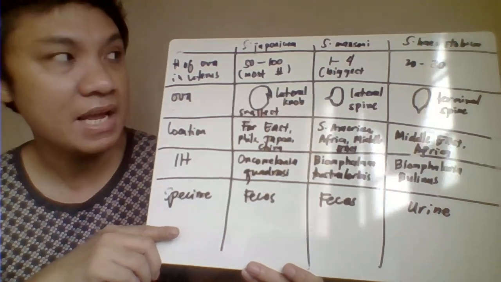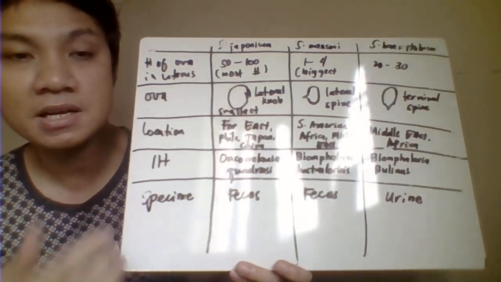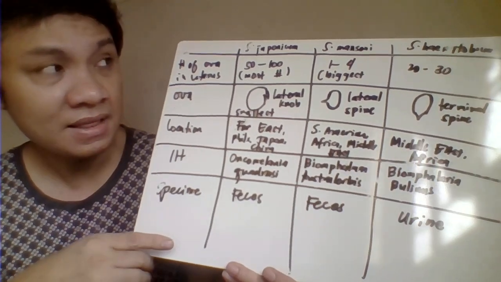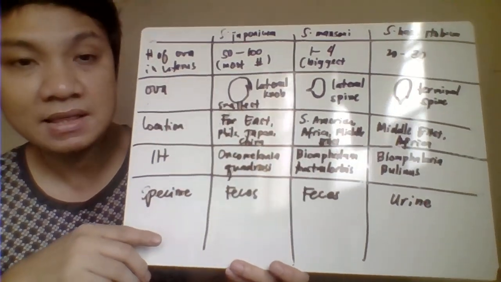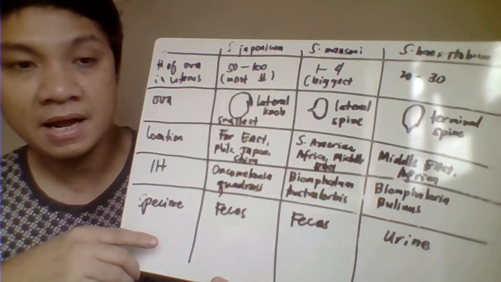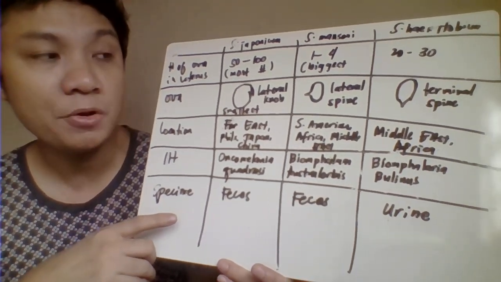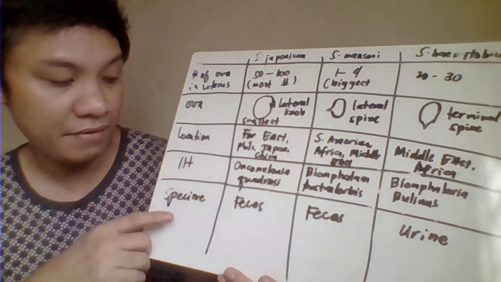Okay, we have here the prevalence. Japonicum is prevalent here in our country, even in China and even in Japan. Mansoni is prevalent in South America. We also have the Middle East, and we also have Africa. For haematobium, it's the Middle East and also Africa.